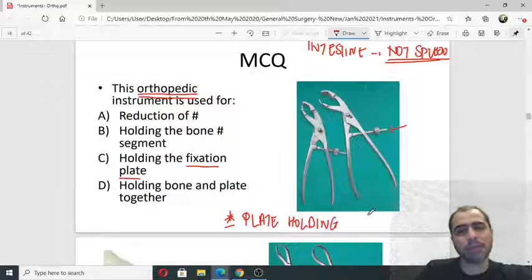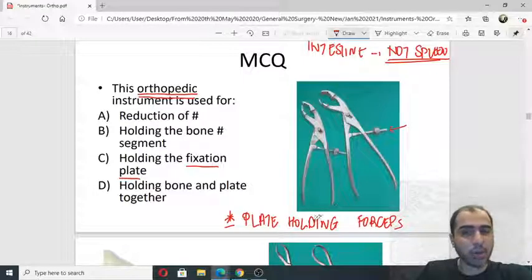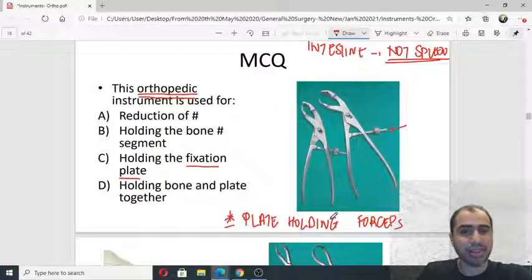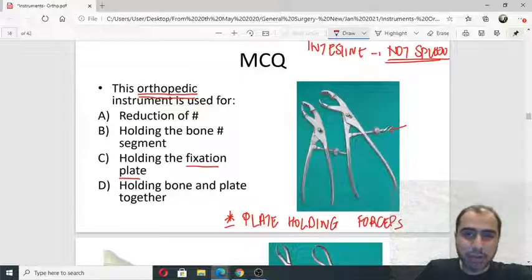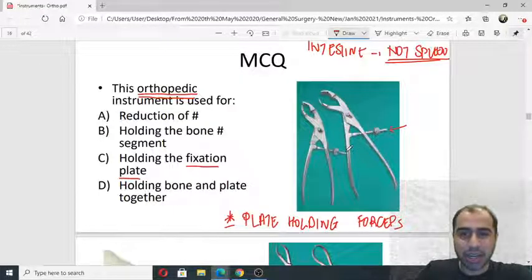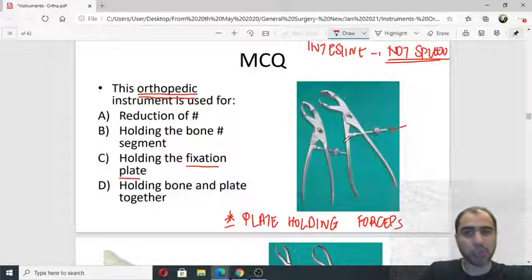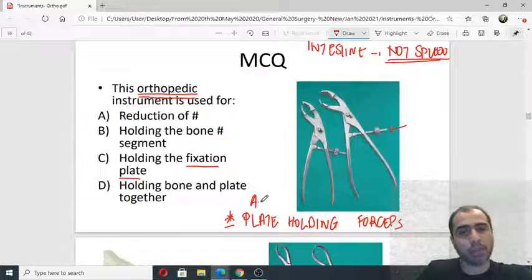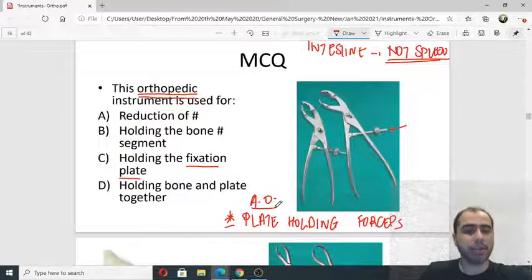Whose plate holding forceps is this? In whose name is this? And why is it a plate holding forceps? And then what will be the answer? If you see this kind of an adjustment knob, it's not a scientist's name. If you see this kind of an adjustment knob, I'll show you another instrument also. This kind of an adjustment knob, simply you can say AO plate holding forceps.